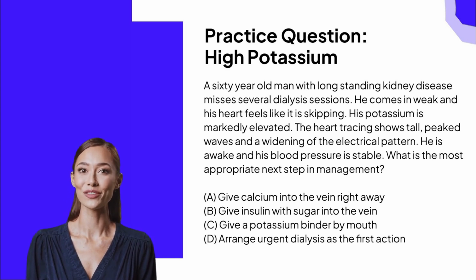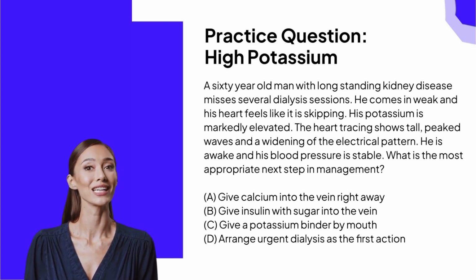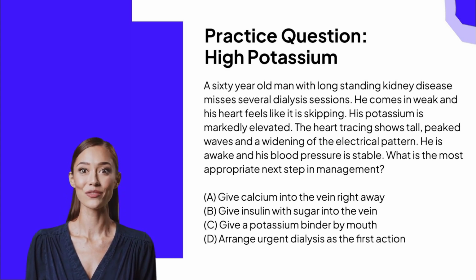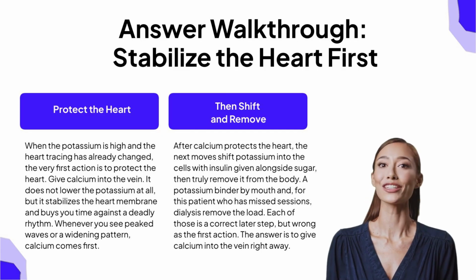The question asks for the most appropriate next step. The key here is that a high potassium with changes on the heart tracing is an emergency that threatens the heart right now, so the question is really asking what you reach for first. Pick your answer, and we will reason through it on the next slide. Let us work through this answer.